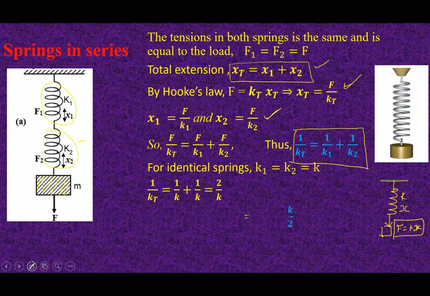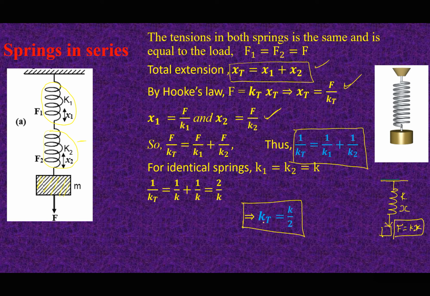And if we get the reciprocal, it means for springs in series, total constant is the constant of one spring divided by the number of springs if they are identical. For springs in series, if they are identical, total constant is going to be the constant of one spring divided by the number of springs.